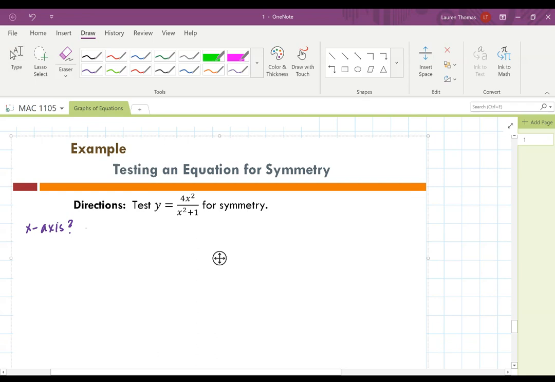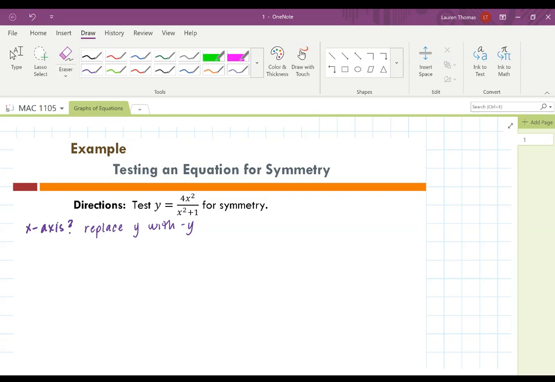All right, you're going to replace y with negative y. Okay. So everywhere in this equation where I see a y, I'm going to replace it with negative y. All right, so let's do that. We have negative y equals 4x squared over x squared plus 1. Now, once I do the replacement, I need to make sure that I've simplified everything here as far as it can be simplified, and then I'm going to do a comparison.